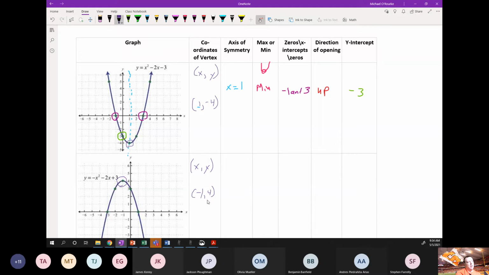Okay, that's no problem. Now my axis of symmetry is that imaginary line that cuts it in half. And wherever that line hits the x-axis, that's our number. So in this case, that imaginary line that cuts it right in half hits the x-axis at -1. So it's going to be x equals -1 as our axis of symmetry.